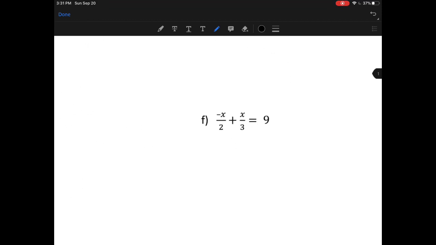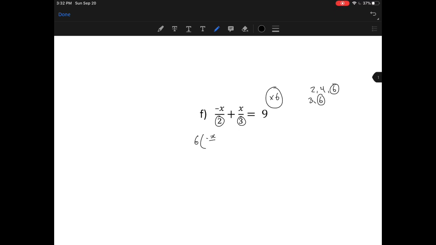And in the very last example, again, we have two fractions. One denominator is a 2, one denominator is a 3, and the first number that 2 and 3 both go into would be 6, right? Because 2's multiples are 2, 4, 6. 3 goes 3, then 6. That's the first number they both go into.